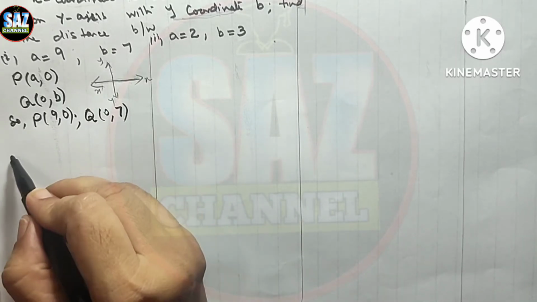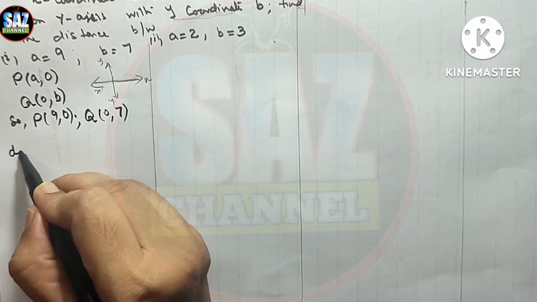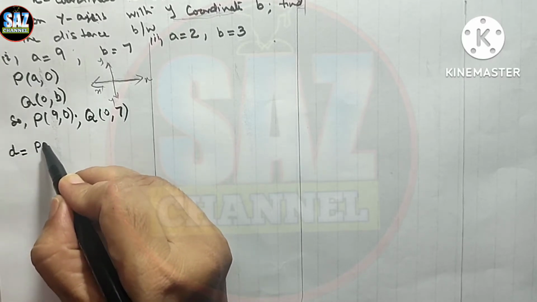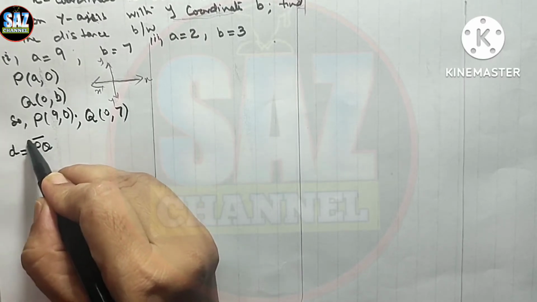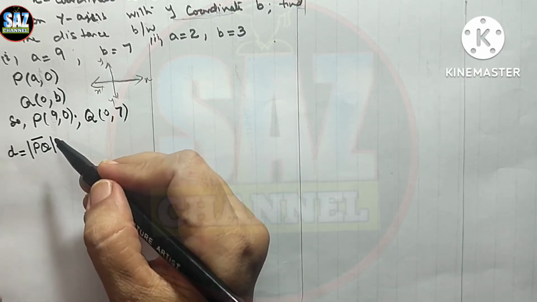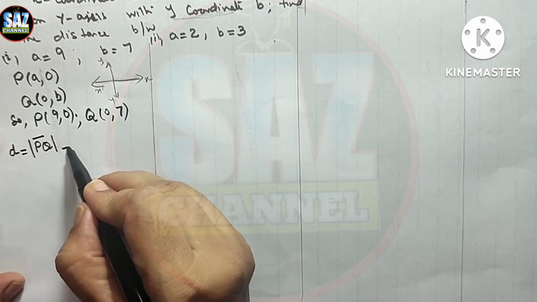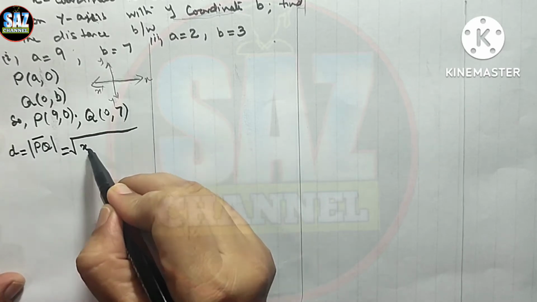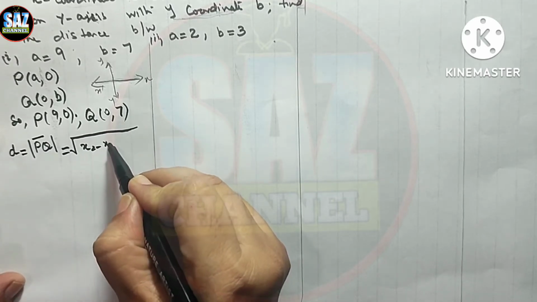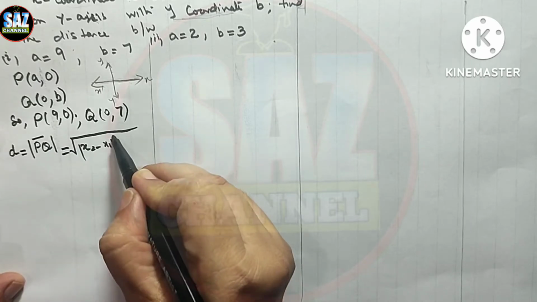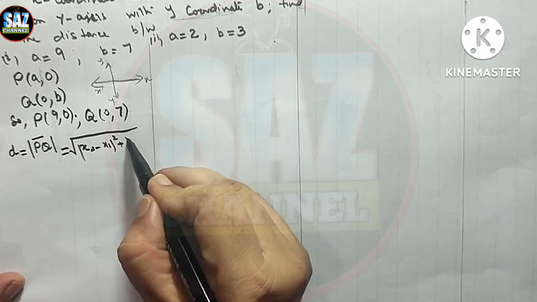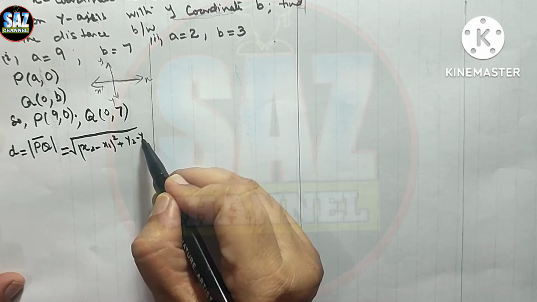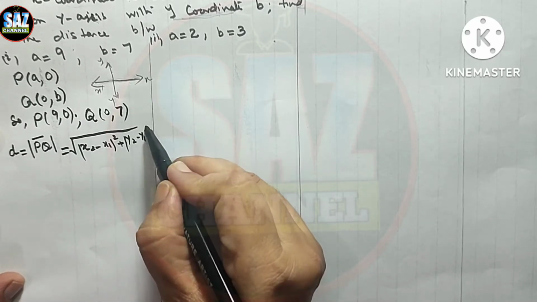And then we have to find the distance between what? Distance between P and Q. You must support your working with reasons and formula to get full marks. PQ will become the square root of x2 minus x1 whole square plus y2 minus y1 whole square.